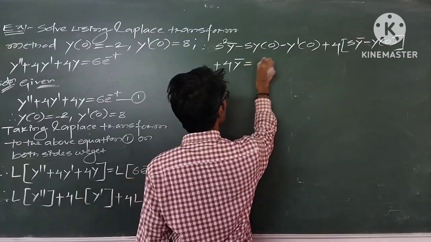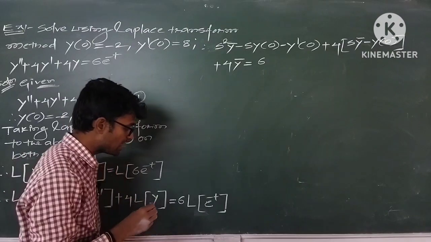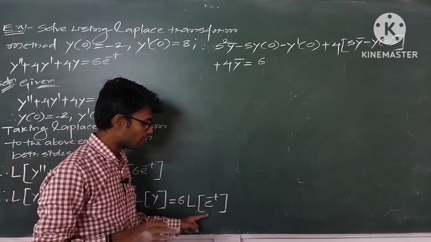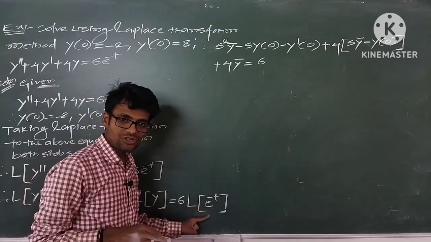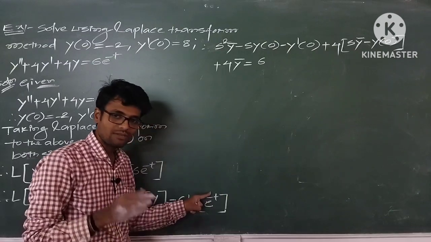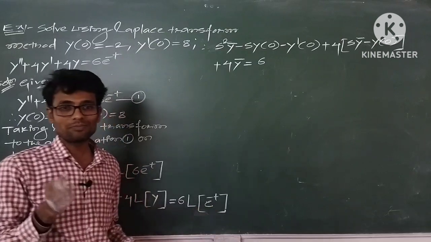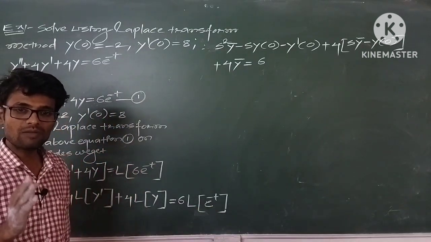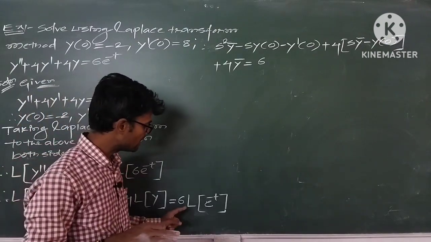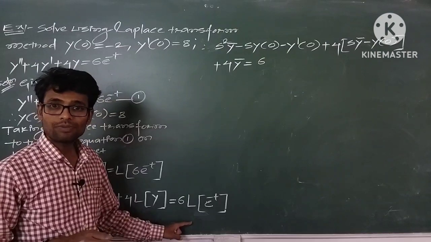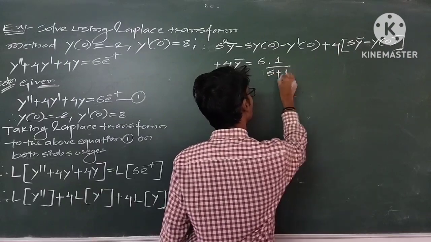Is equal to 6, constant you take outside, Laplace transform of e raised to minus t. So Laplace transform of e raised to minus t means it is Laplace transform of e raised to minus 1t. And you already have the formula: Laplace transform of e raised to minus at is 1 divided by s plus a. So likewise, Laplace transform of e raised to minus t is 1 divided by s plus 1.